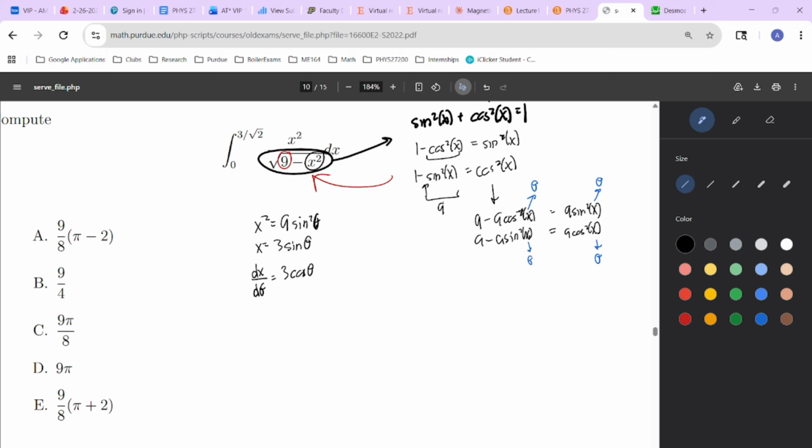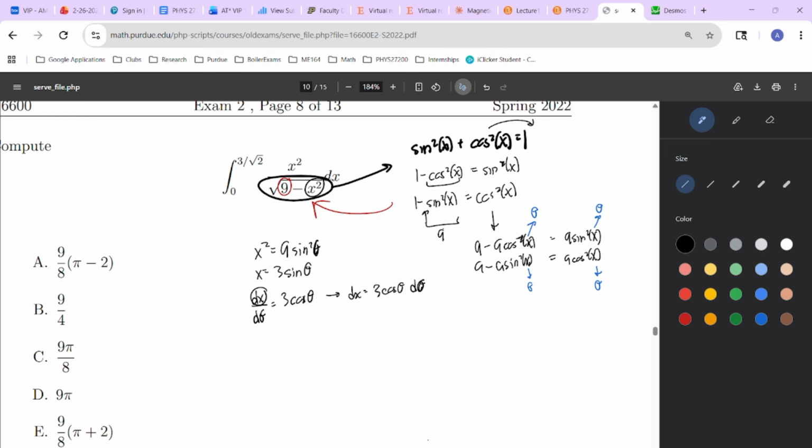And now, if we want to make this proper base change, we must isolate dx to be on one side and set it in terms of theta and d theta on the other. Algebra wizardry finds that dx is equal to 3 cosine theta d theta, and now we're ready to start setting up our new trigonometric substitution integral.